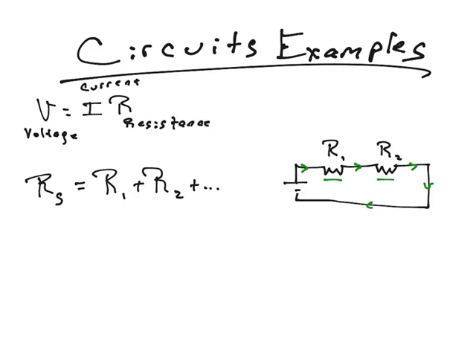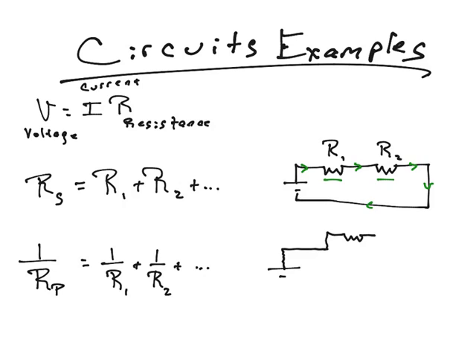But we also know there's another way the resistors can be connected together, and that is parallel. If you have resistors connected in parallel, 1 over the total resistance is 1 over R1 plus 1 over R2, dot, dot, dot. And for this, you can have something like this type of look.